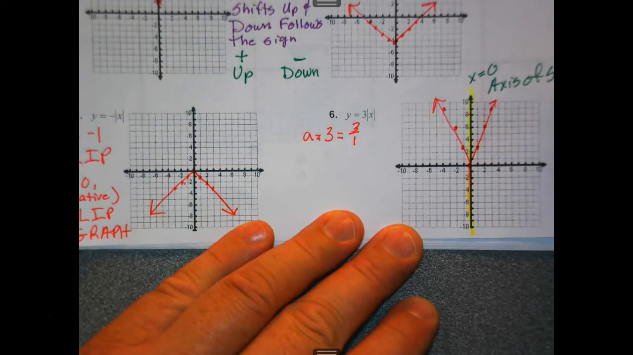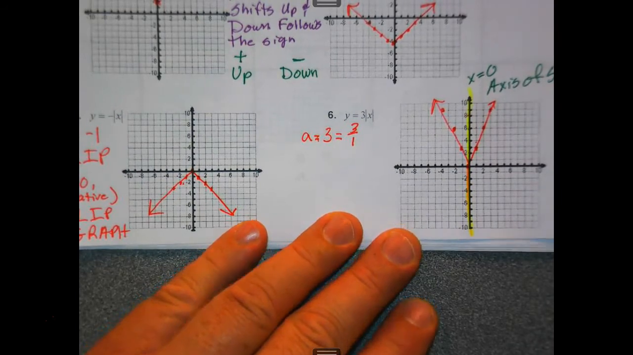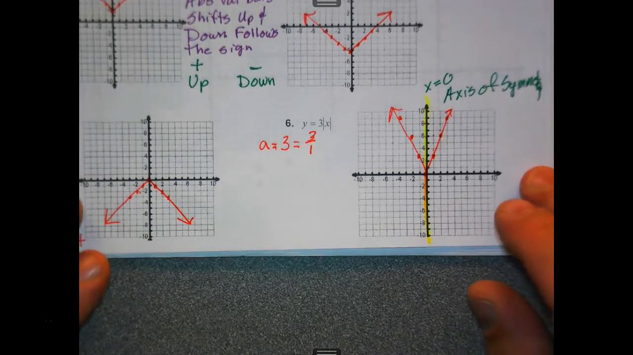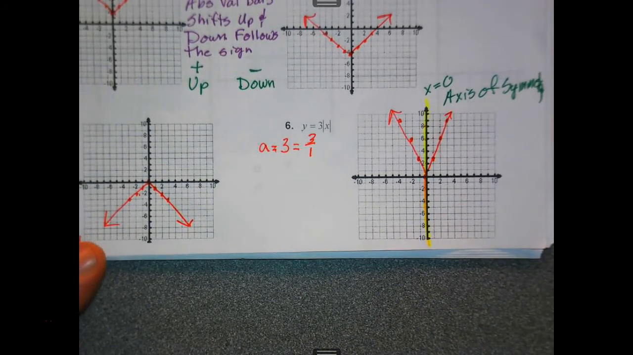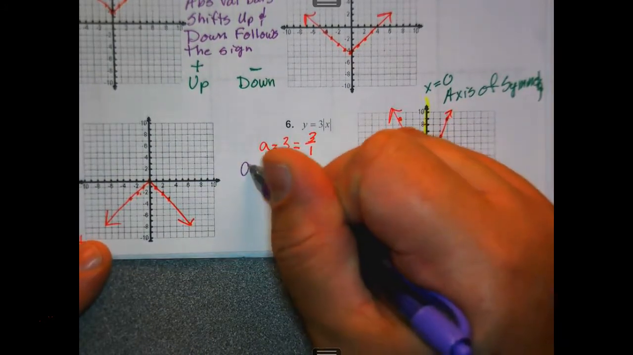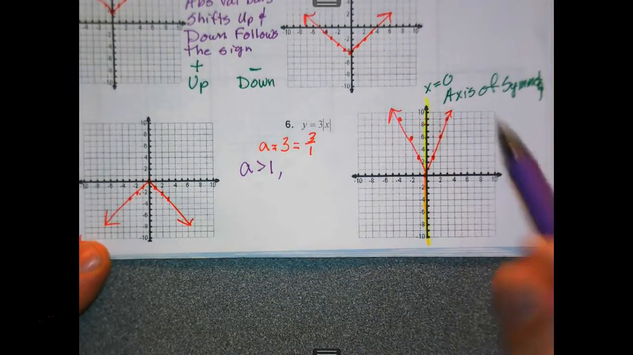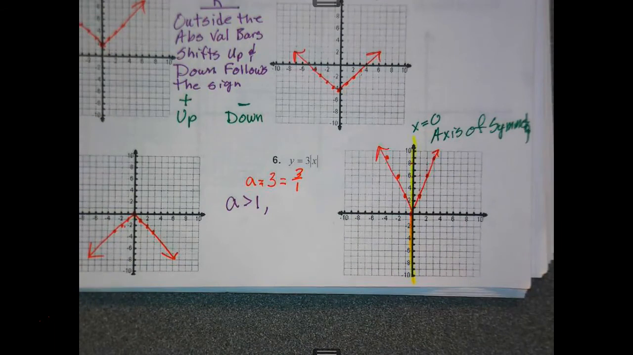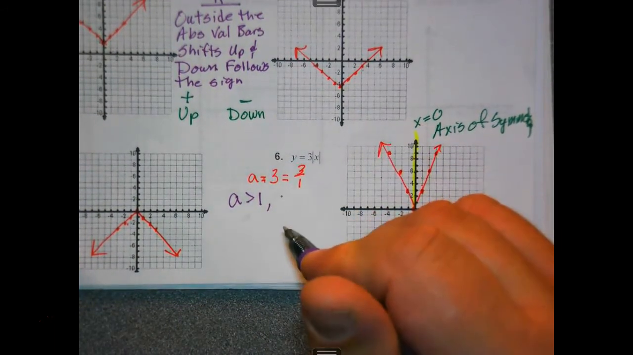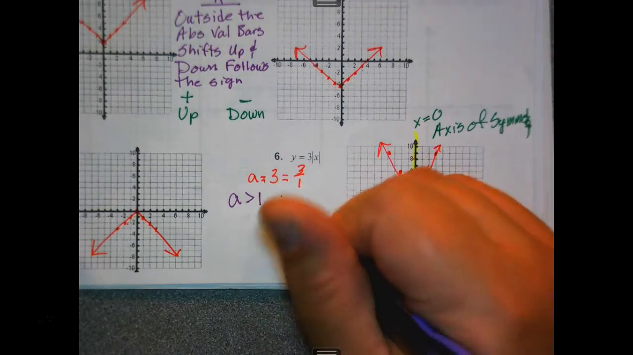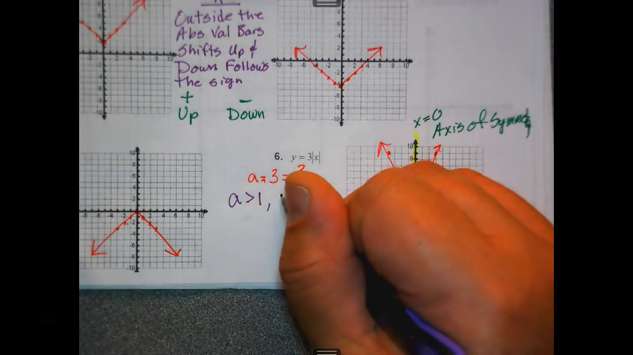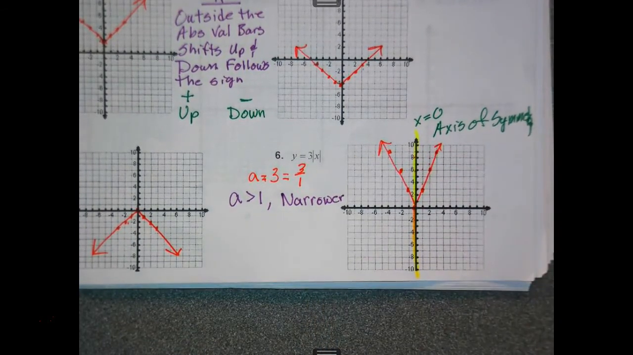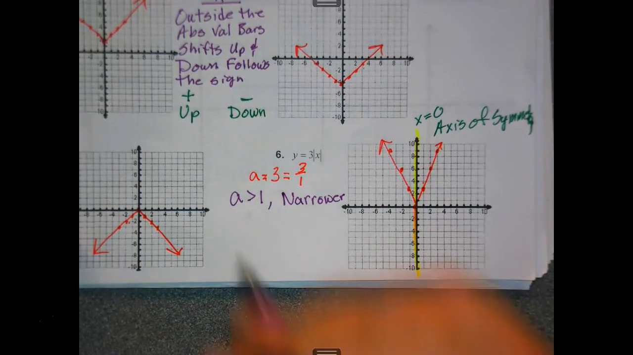Now, a couple more things. I know this is a lengthy lecture, but you have to know it. What happened to my graph when A was bigger than 1? Looking at these two graphs here, what happened to my graph? Narrower, right? So when my slope is greater than 1, my graph got narrower. We have a mathematical term for that. It's called stretch.